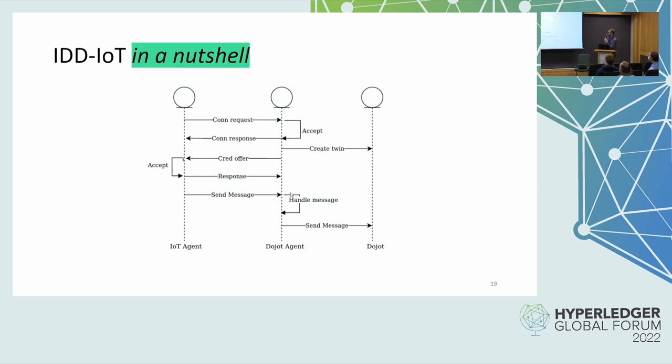Why does the Dojo agent handle the message? Because we developed a webhook here, and we are checking the strings, detecting the kind of those messages. I mean, whether it's a setup message or a data transfer message. So we developed a protocol to detect which kind of message we are receiving from our IoT device. So we handle the message, and then we send it to Dojo.